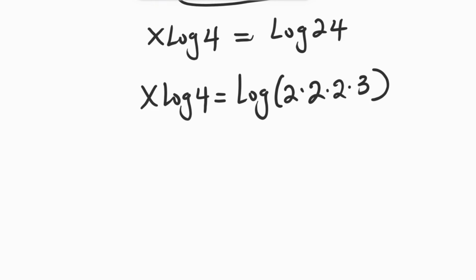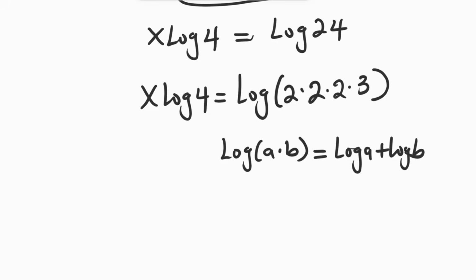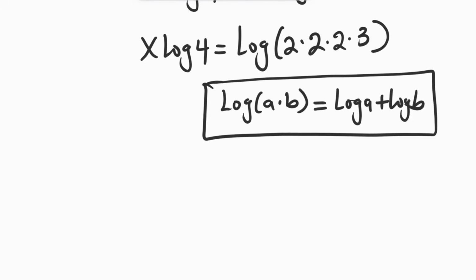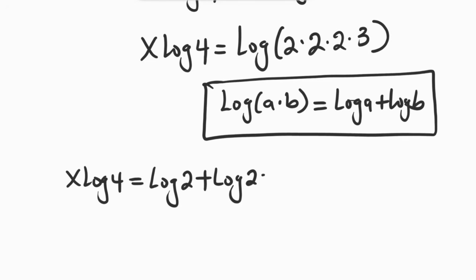Okay. Now our log rule states that when we have log of a times b, it is the same thing as log of a plus log of b. This rule is going to apply to the right-hand side of our equation. So now we have x log of 4 equals log 2 plus log 2 plus log 2 plus log 3.